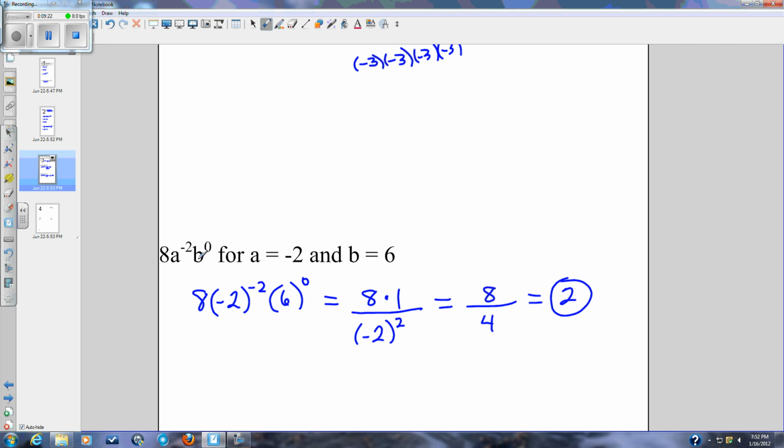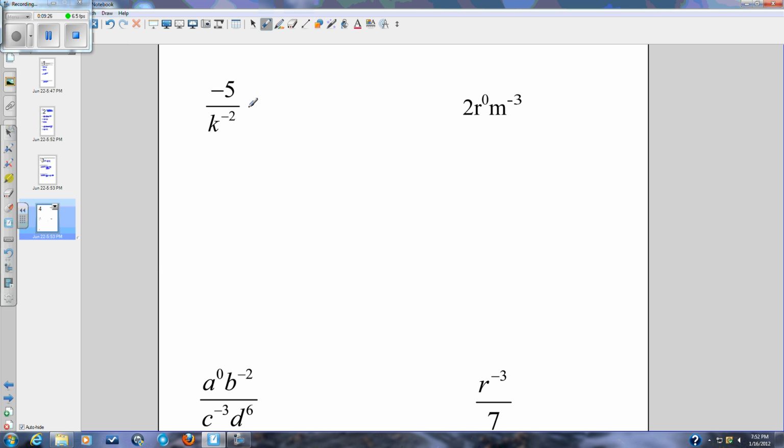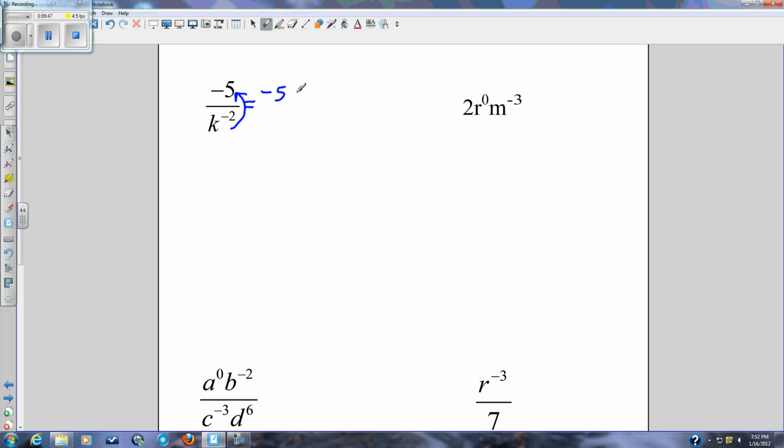Moving on to our last page of problems, just kind of problems that sum up everything we've done so far. We want to simplify negative 5 over k to the negative 2. The negative in the 5 does not apply to an exponent, so it's going to stay right where it is. The k to the negative 2, the negative exponent's in the denominator. We're going to make it positive by moving it to the numerator. So we're going to have k to the positive 2.